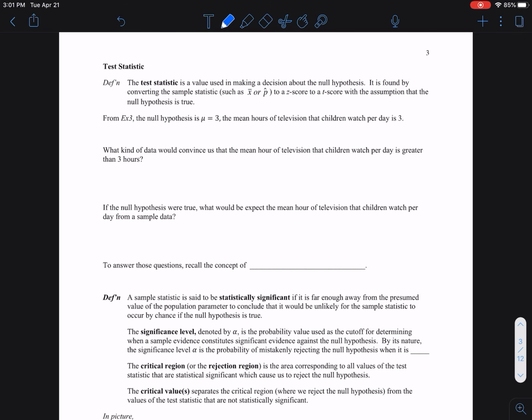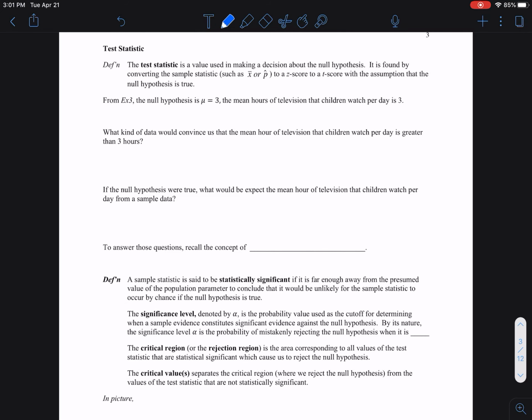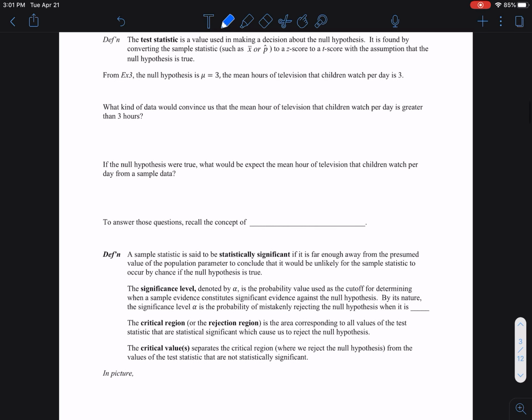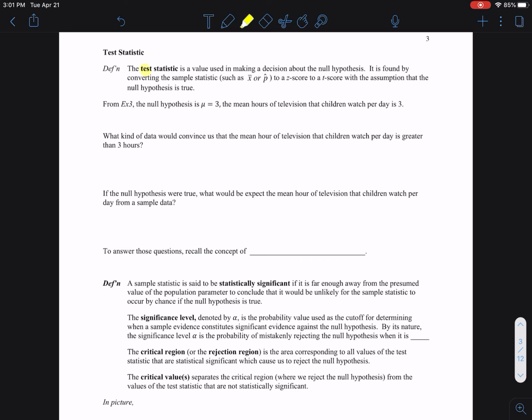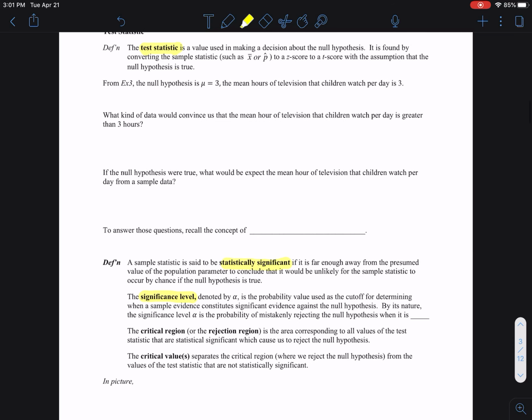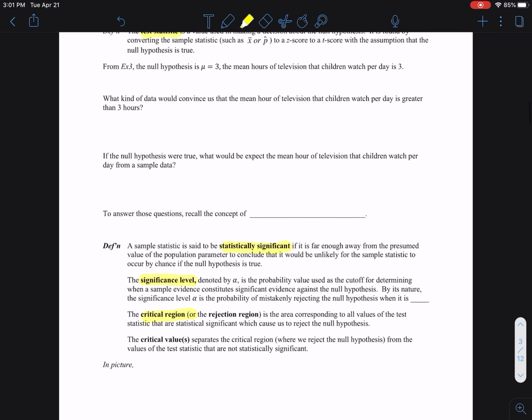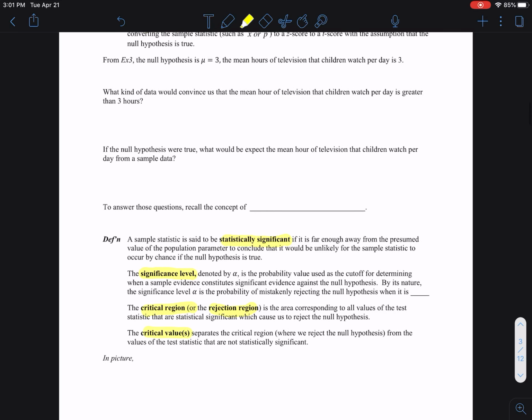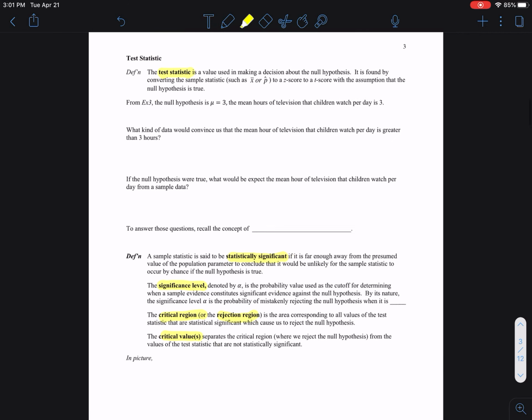All right, so in this video, we're going to talk about the test statistics as part of hypothesis testing. We're going to talk about statistically significant level, critical region, also known as rejection region, or critical value. So there's a lot of concepts. This video can be very overwhelming and very confusing as well, so I'll try my best to go over it slowly and make it clear.